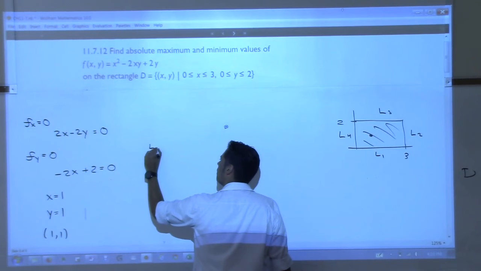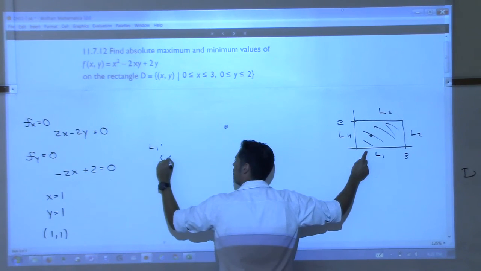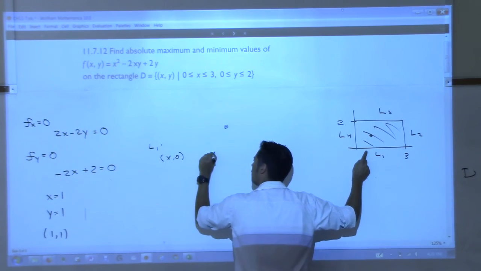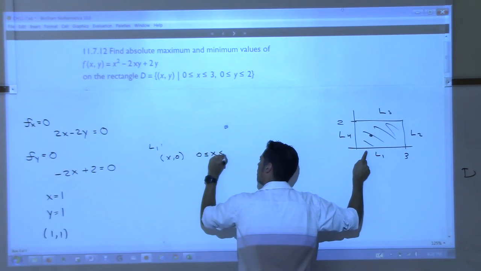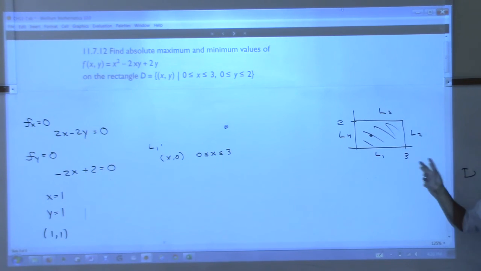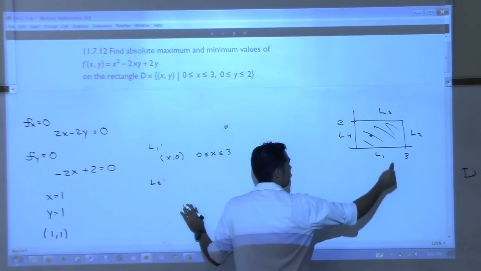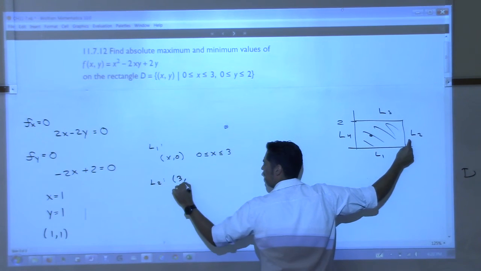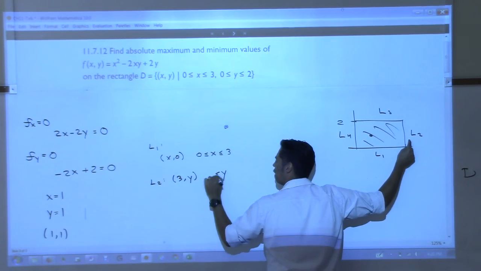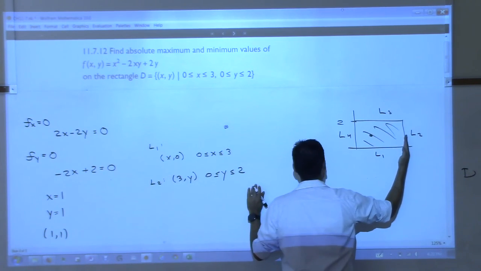So L1, what do all points on L1 look like? (x, 0). And what's our x bounded between? 0 to 3, right? Let's just set up all the L1, 2, 3, and 4. I don't think I'm actually going to go through all of these. L2 would look like what? (3, y), where my y is between 0 and 2. So my y is allowed to go between 0 and 2, but my x is fixed at 3.